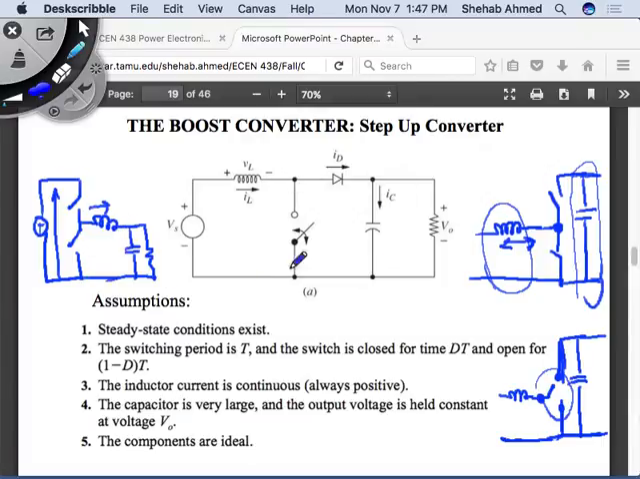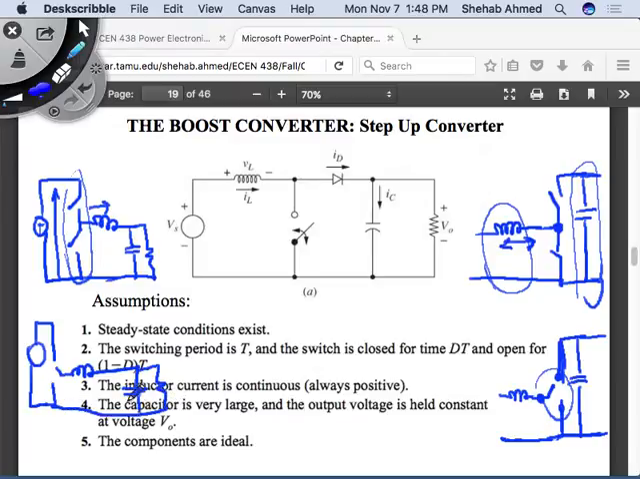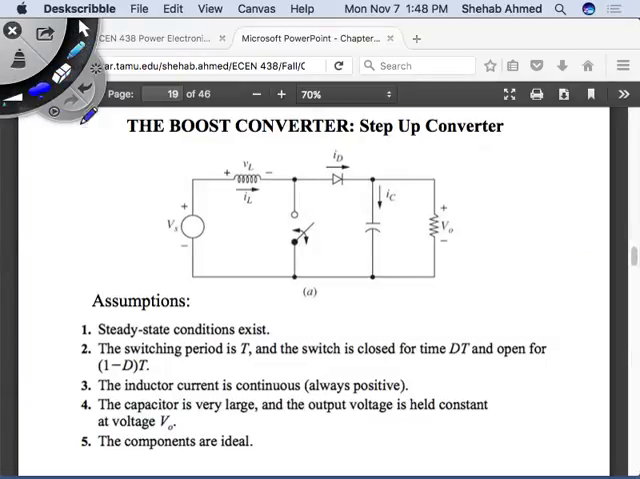The boost converter, I can redraw the same way. So I can remove this now and draw my single pole double throw representation. I can draw it this way. This is my single pole double throw representation. And you can draw the boost converter exactly the same way. This boost converter is here.